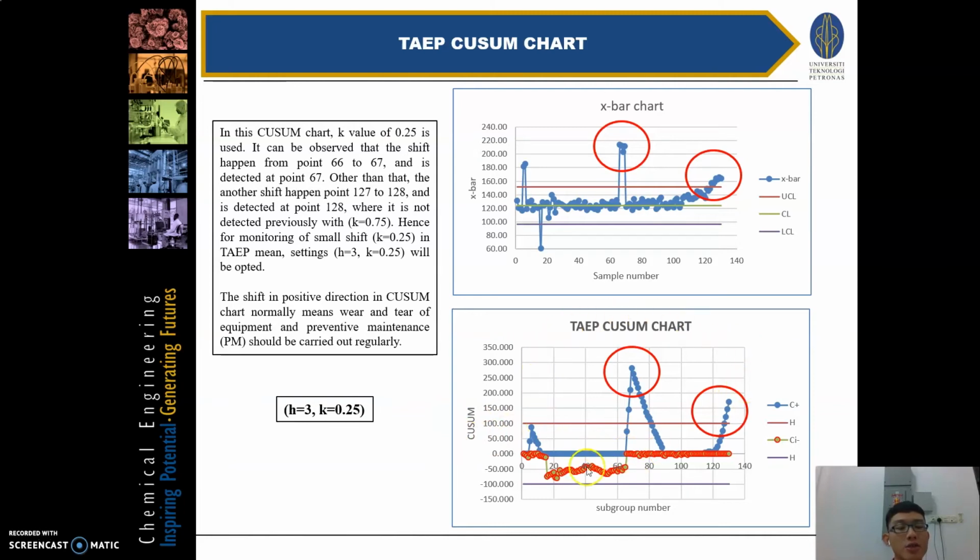And something to discuss over here is that the CI plus shifting upwards normally means that the wear and tear of equipment is happening, and preventive maintenance should be carried out regularly.